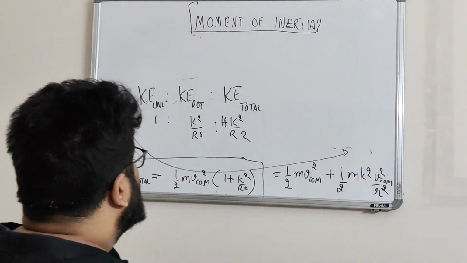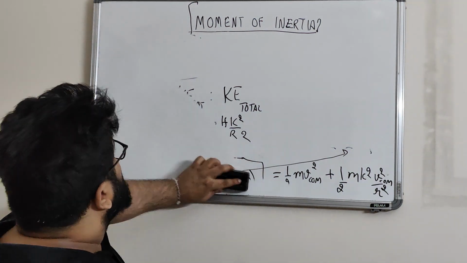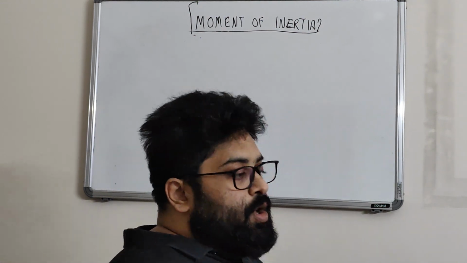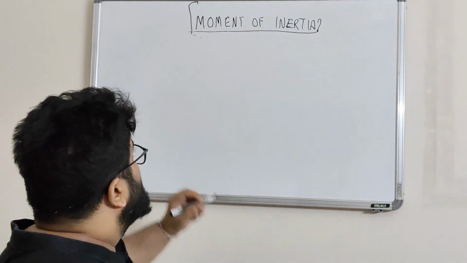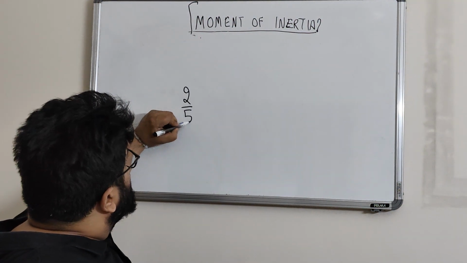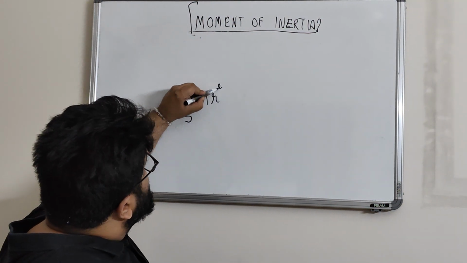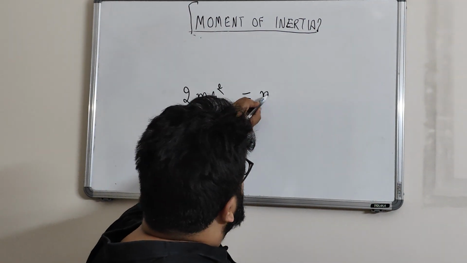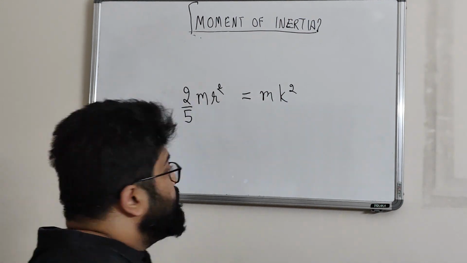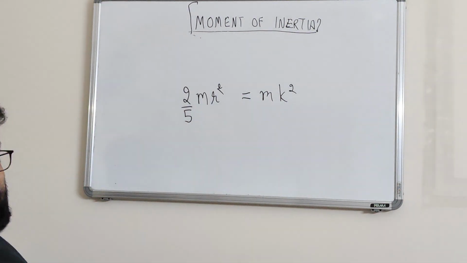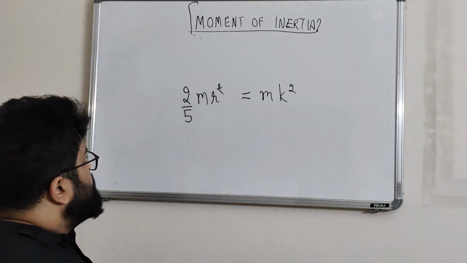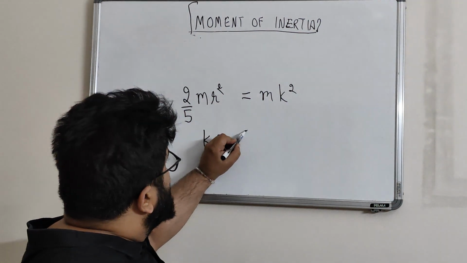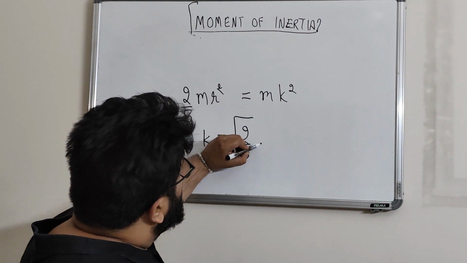The last thing for today, now as you remember, for the solid sphere, the moment of inertia was 2 by 5 mr square. At the same time, if you take into account the radius of gyration, the moment of inertia formula becomes this. So what does the radius of gyration become? It becomes root of 2 by 5 into r.